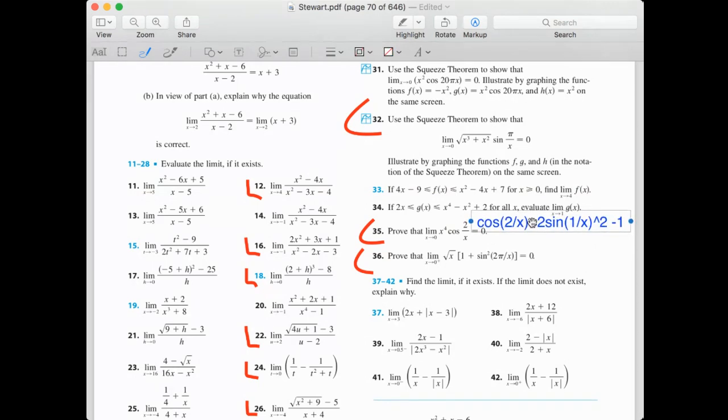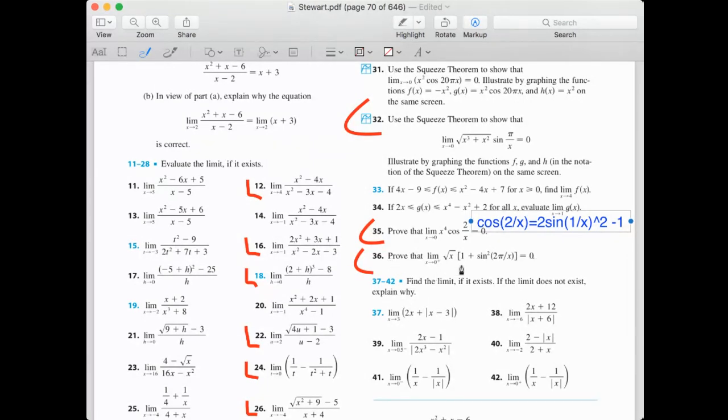Okay, does anyone have any question about this, 35? All right, let's go to 36. Sophia, 36. Okay, Sophia typed in the chat: to remove the radical on the left side of the equation, square both sides.